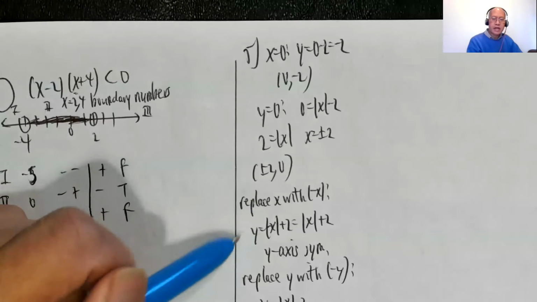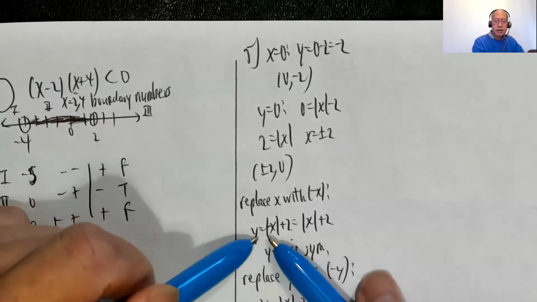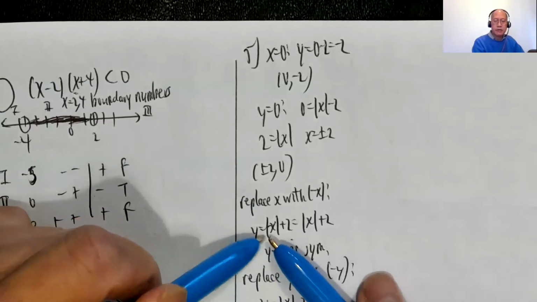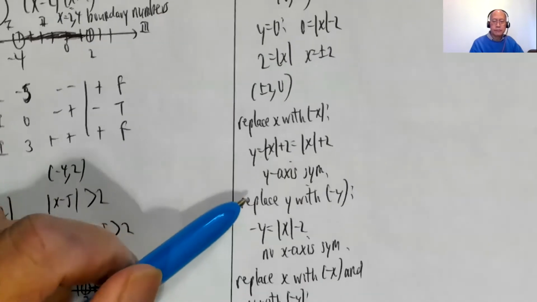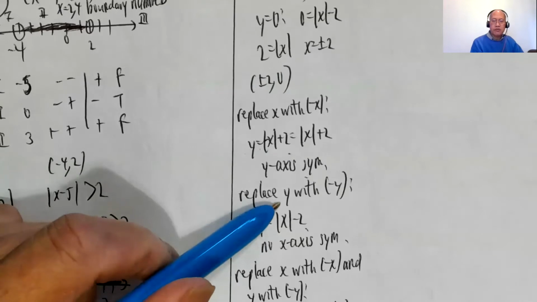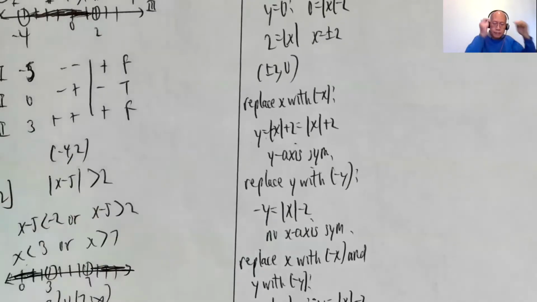Okay, replace x with -x. The equation looks like this, but the absolute value of -x is the same as the absolute value of x. So I get an equivalent equation. I do have y-axis symmetry. If I replace y with -y, the equation looks like that. That's not the same as the original.